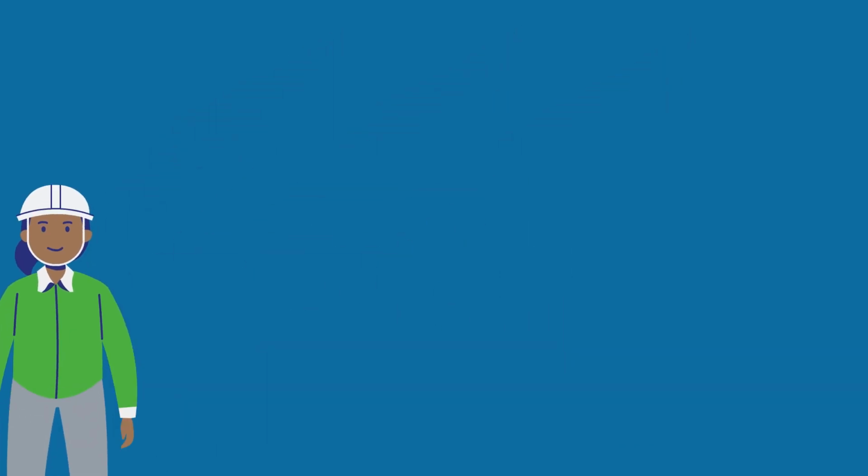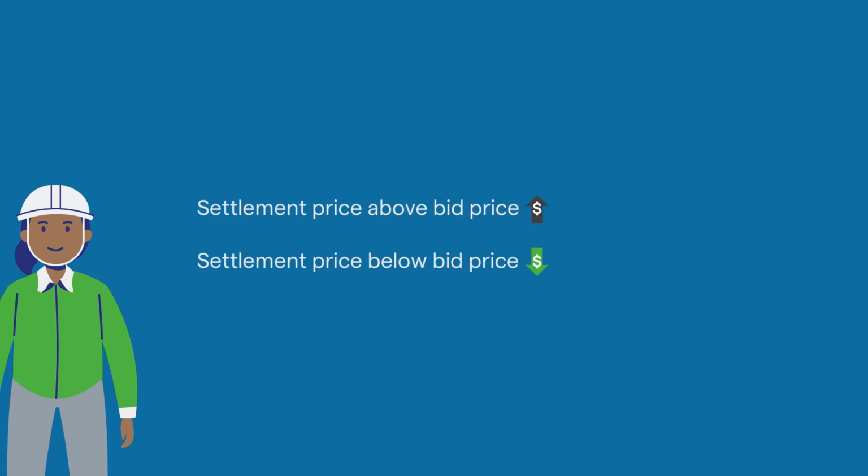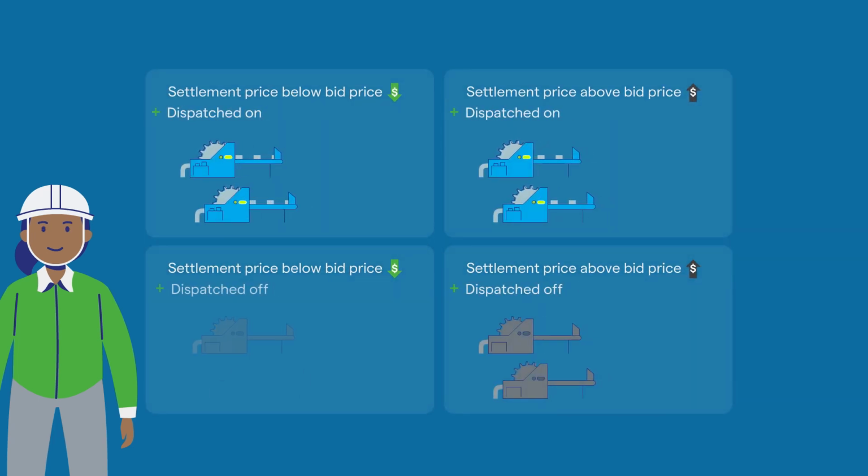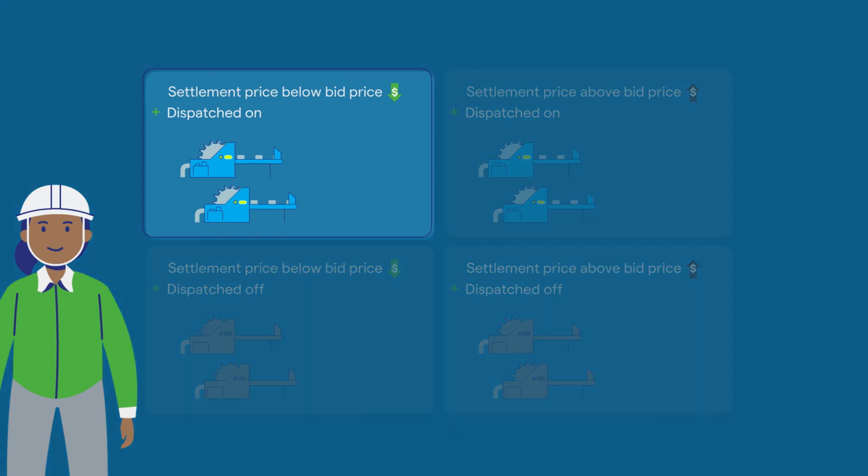At the end of a trading period, the final settlement price, which is a time-weighted average, can be higher or lower than the dispatch prices the dispatch instructions were based on. There are 4 possible outcomes for Sarah depending on the settlement price. In the first case, the dispatch instructions kept Sarah's machines on. The settlement price is below what she was willing to pay based on her bids, so Sarah pays for her actual usage at the lower settlement price.